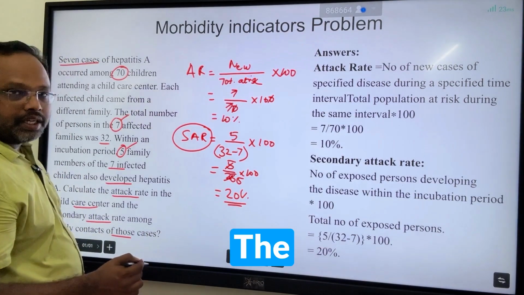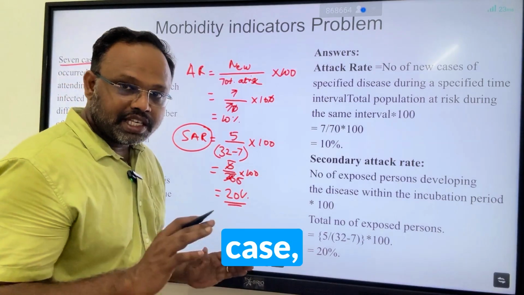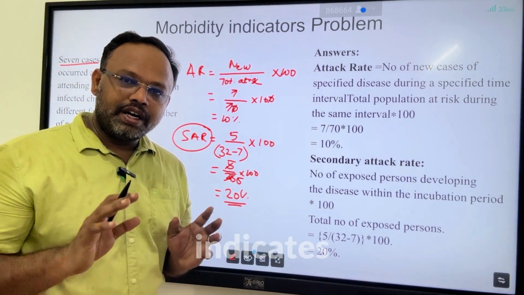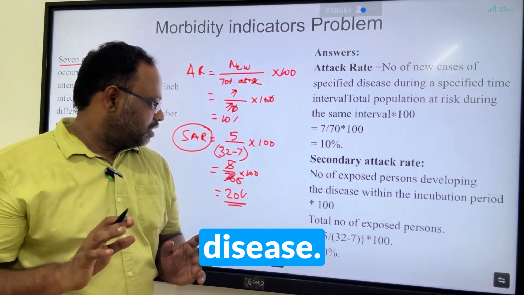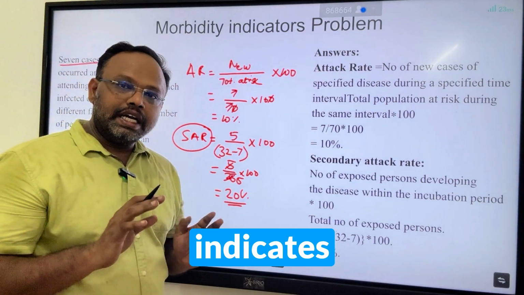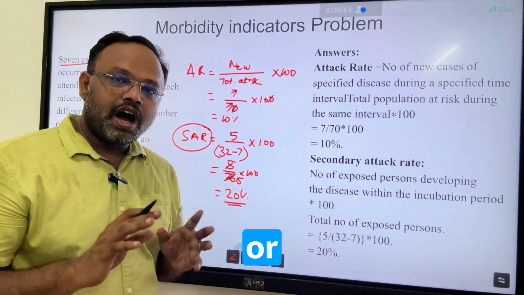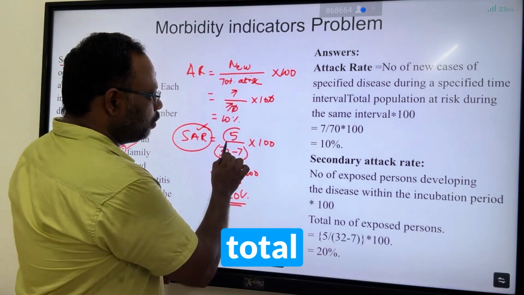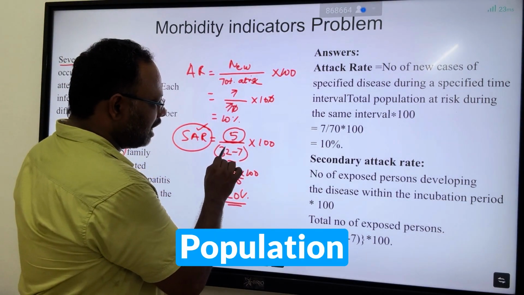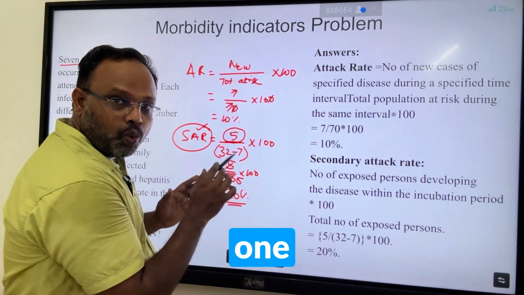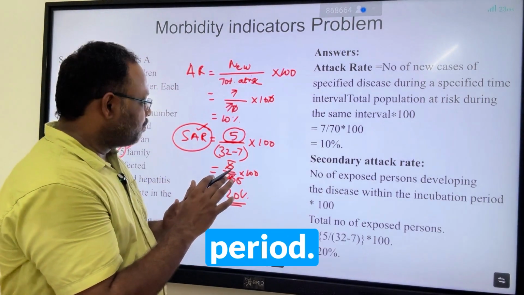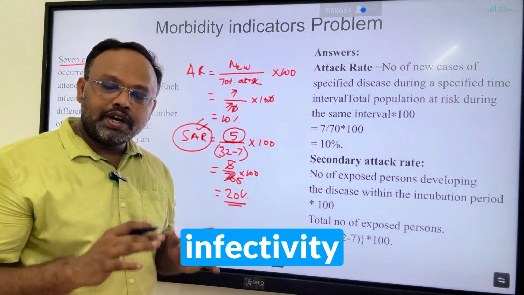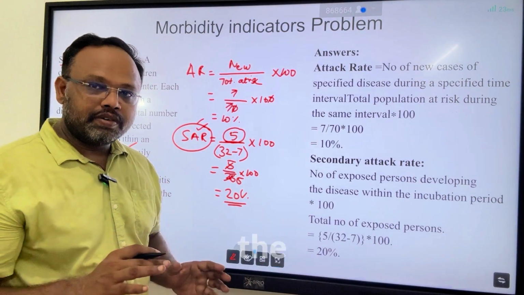It indicates the spreading power of the disease. If case fatality rate is the indicator of severity, or it indicates the killing power of the disease, this secondary attack rate indicates the spreading power of the disease or infectivity of the disease. So that is calculated by the total number of new cases among the population at risk exposed within one incubation period. So that is called a secondary attack rate. It is the indicator of infectivity or the spreading power of the disease.